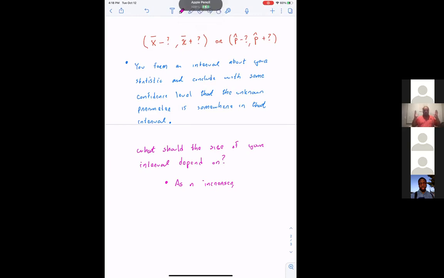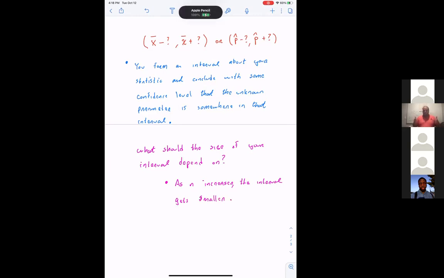Remember what your goal is. Your goal is small e. Small e, is that like a character from a movie? Yes, smaller. As N increases, the interval gets smaller. And let's understand why, and make sure we understand this.